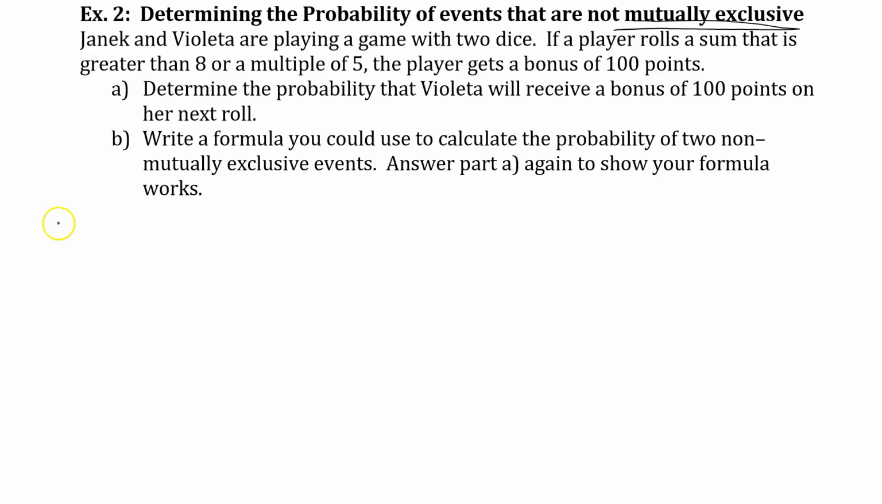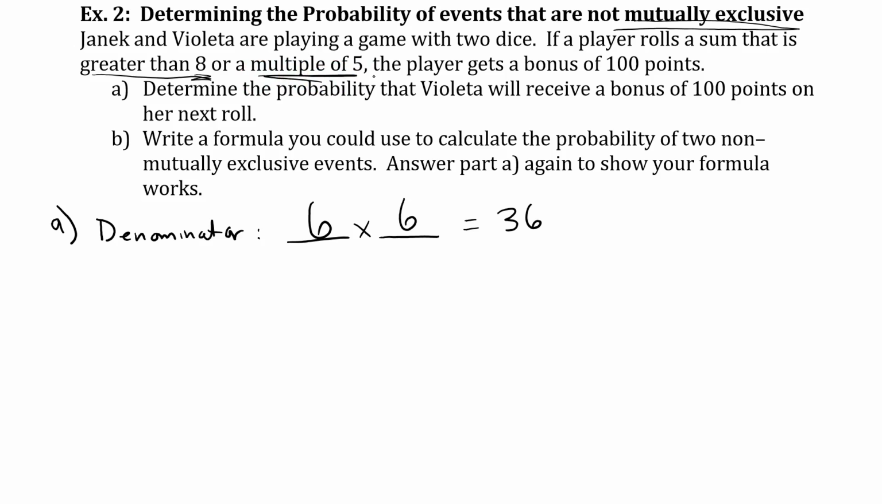So, whenever we're talking about probability, we need to have a numerator and we need to have a denominator. And remember, denominator is the total number of outcomes. So when you roll two dice, you're going to have 6 potential faces on one and 6 potential faces on the other. So that means that you will have a total of 36 outcomes. But the specific ones that we're looking for is greater than 8 or a multiple of 5.